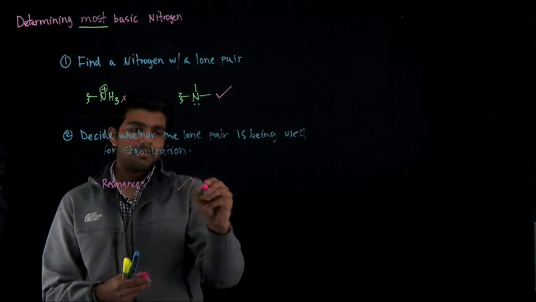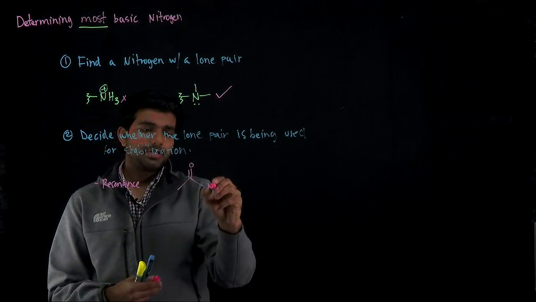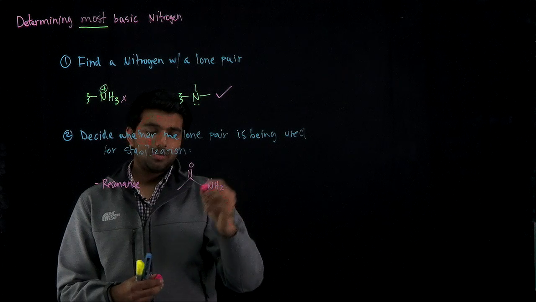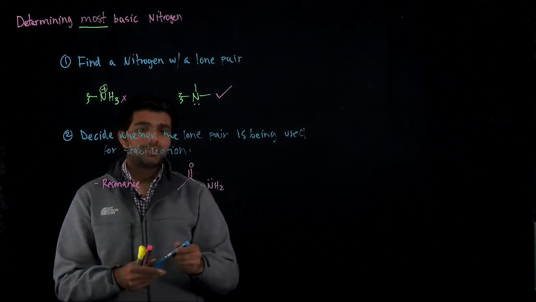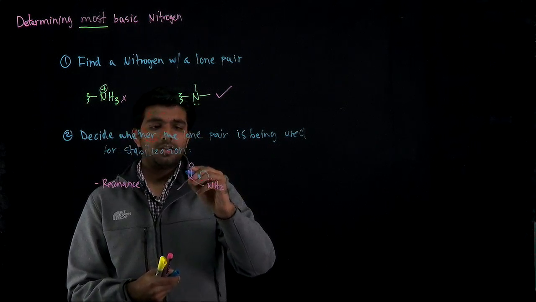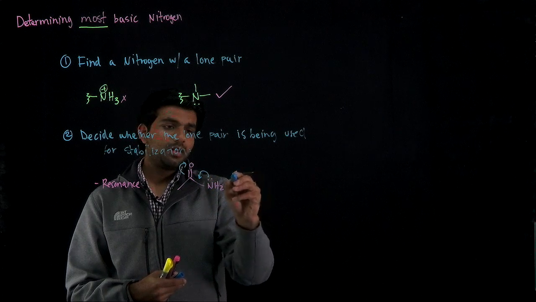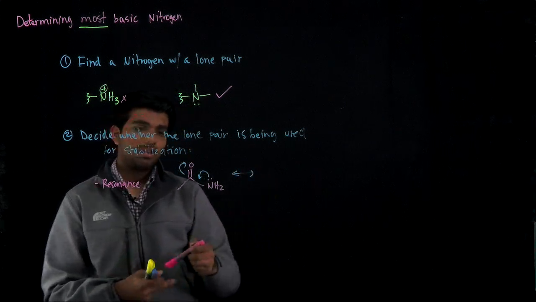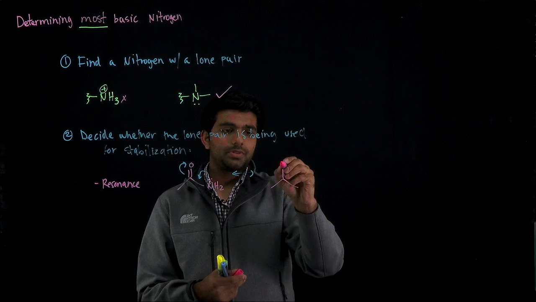And so if we look at an amide, which is adjacent to a carbonyl, the lone pair on this nitrogen can resonate with the carbonyl compound, which results in this structure.